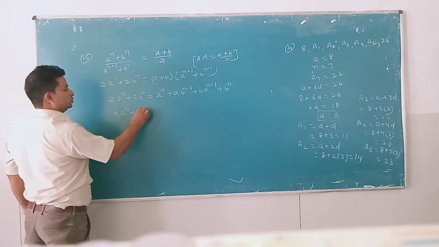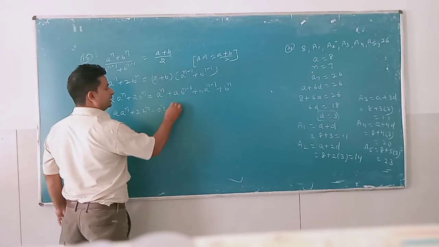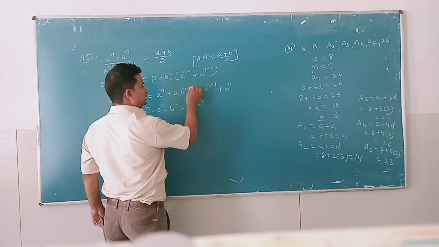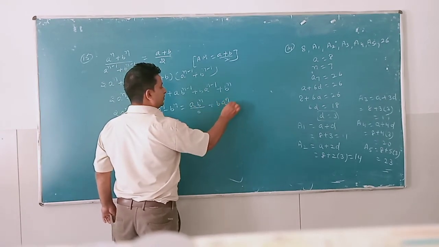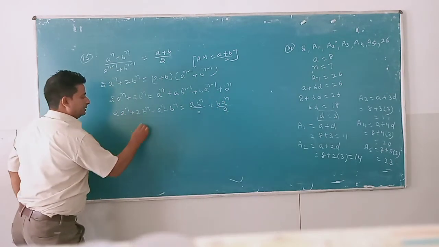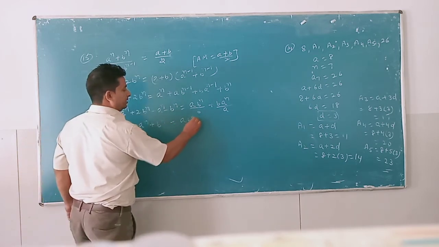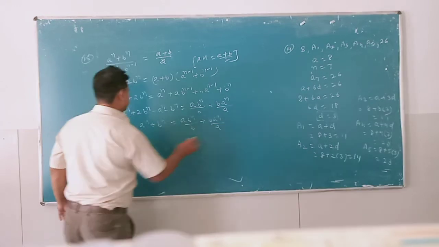2a^n plus 2b^n. Take this a^n on the left-hand side and b^n also on the left-hand side, and write it as b^n (b minus 1 on b), and this is a^n upon a. Subtract this. We have a^n plus b^n, this is a b^n upon b plus b a^n upon a.